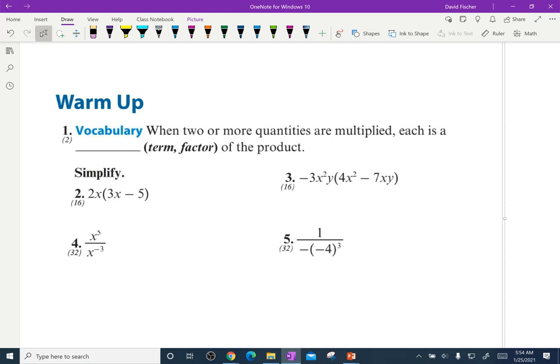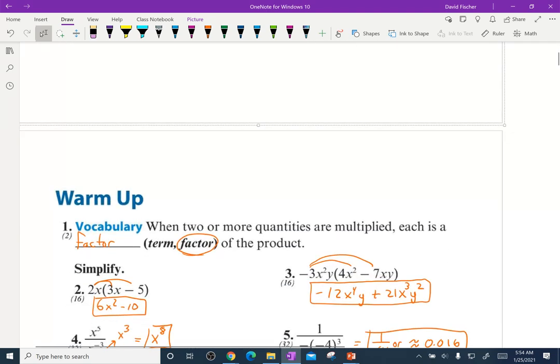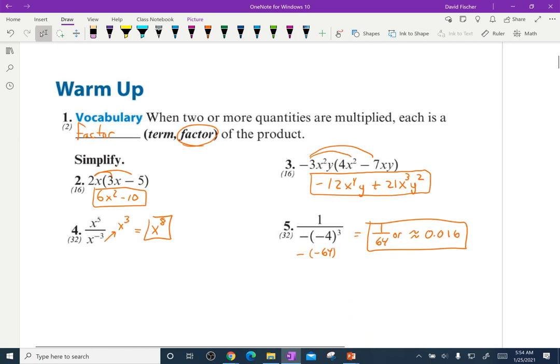All right, so here's our warm-ups for the day. Pause your video and do these 5 problems and let's see how you did. Okay, let's see. Two numbers that are multiplied together, so the two numbers being multiplied or more, are all factors. Factors are things that will go into a number when I multiply them. So that's an important word for the day. And then check out your next 4 problems and see how you did.